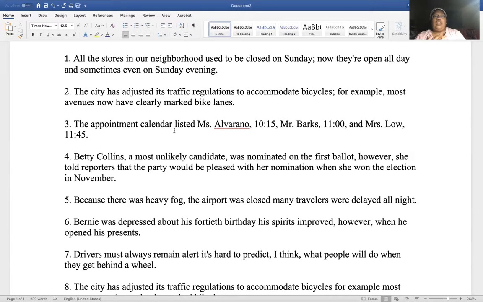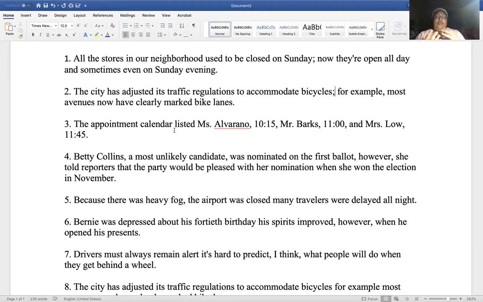Because what this sentence is supposed to tell me is that Miss Alvarado has a 10:15 appointment, then Mr. Banks has an 11 a.m. appointment, and Miss Lowe has an 11:45 appointment, right? So that's how it's grouping it together. How it's written, however, says Miss Alvarado 10:15, Mr. Banks 11, and Miss Lowe 11:45.